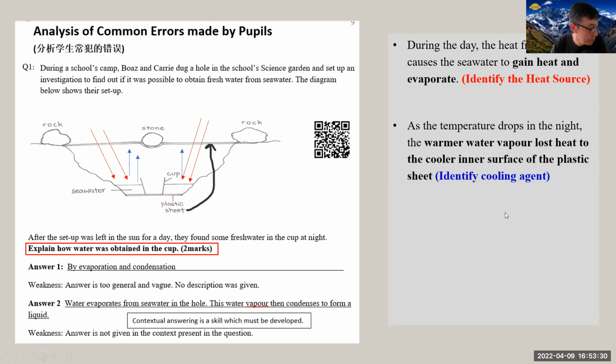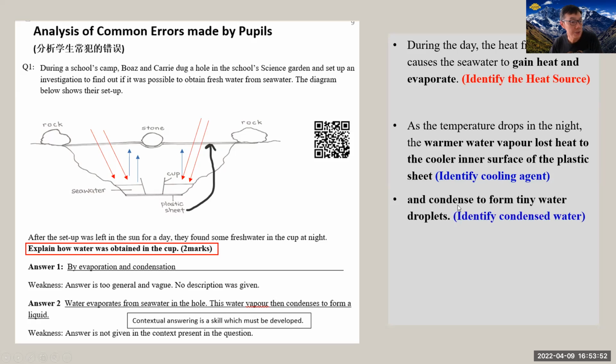So number two, you identify the cooling agent. In this case it is the inner surface of the plastic sheet. Take note of this word here: you must put warmer water vapor. Remember, do not put air. Later I will explain why. There's a difference. Finally, you identify the condensed water. As the water vapor evaporates, it will condense on the inner side here to form tiny water droplets.